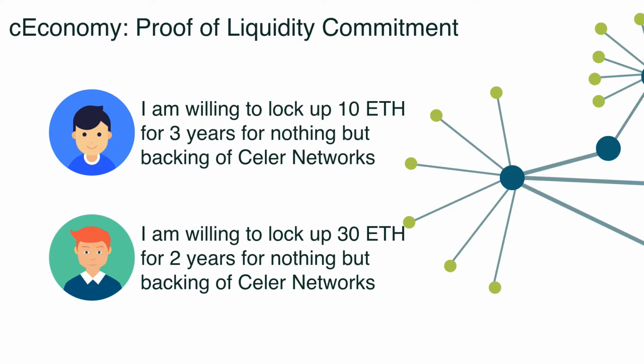And a lot of people are going to commit this liquidity, and this small black box becomes your virtual mining machine. Right, so you're essentially mining Celer via your liquidity commitment, what we call proof of liquidity commitment. And the newly generated Celer token will be distributed proportionally to these liquidity commitment miners, essentially.